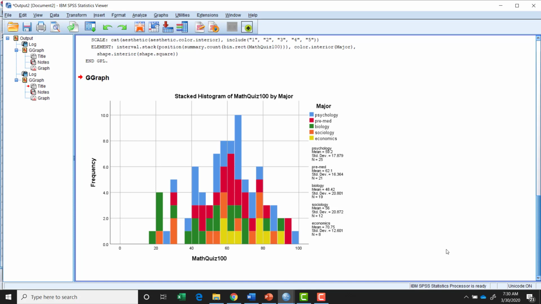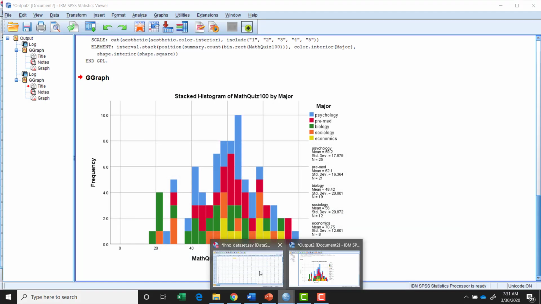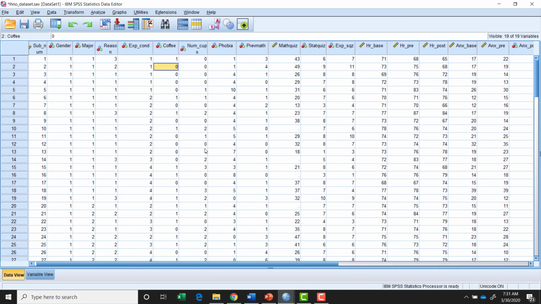But to be honest, you can see, for example, there's no real pattern here. We can see that there's quite a lot of low-scoring biology majors. Pre-meds seem to be scoring reasonably well. But on the whole, I would never show that graph to the client. It's a bit of a dog's breakfast. Okay, so let's go back.